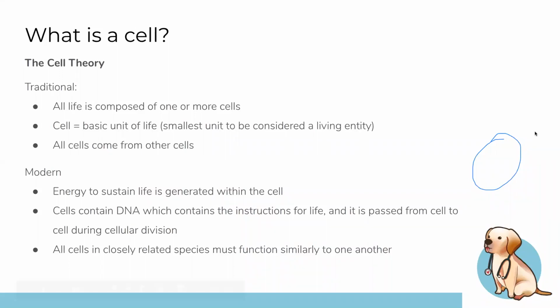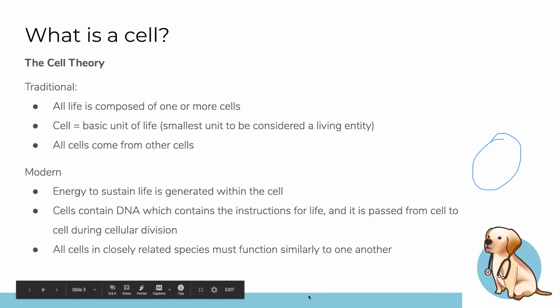So basically all life is composed of one or more cells. A cell is a basic unit of life and all cells come from other cells. To get a little bit more complicated, energy to sustain life is generated within the cell. So the cell doesn't obtain energy from outside, it makes its own. All cells have to contain DNA and cells in closely related species function similarly to each other.